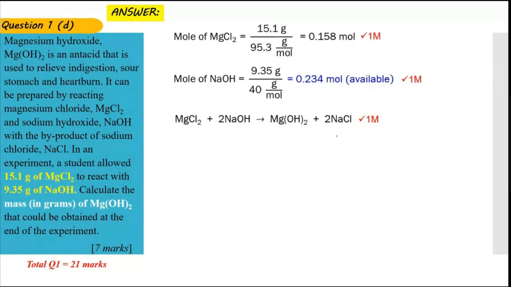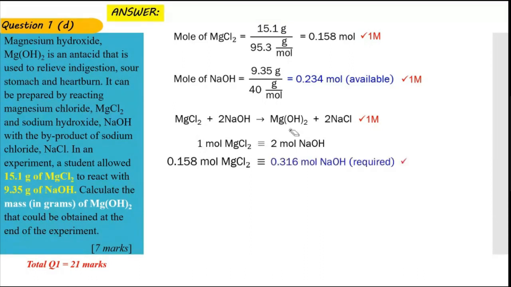Okay, so now we work out the limiting reactant. From the equation, you relate the mole of magnesium chloride and sodium hydroxide. 1 mole to 2 mole. Just read the equation. 1 mole magnesium chloride is equivalent to 2 moles of sodium hydroxide. So now the magnesium chloride provided is this much. Just take this number times 2 over 1, you get 0.316 mole.